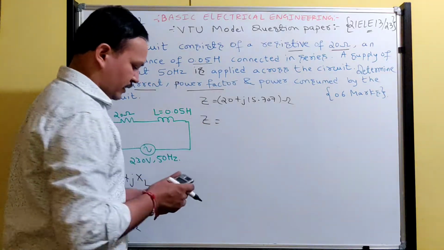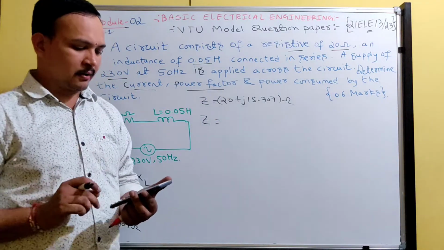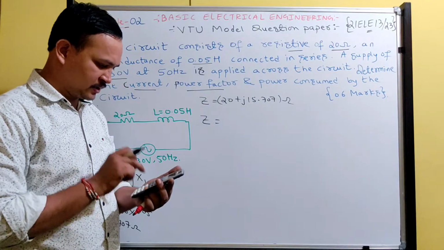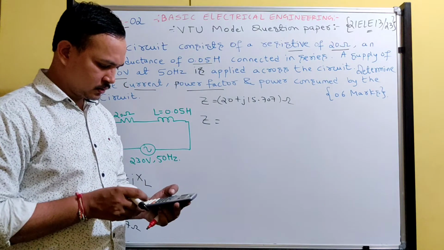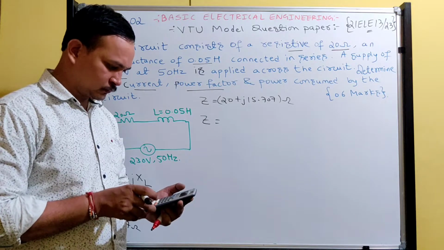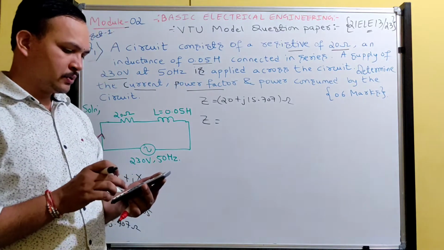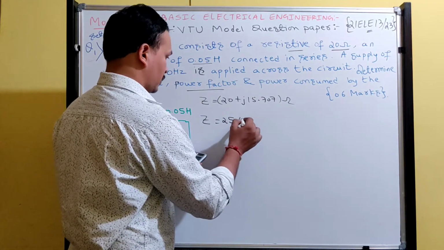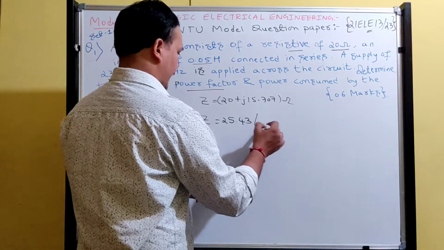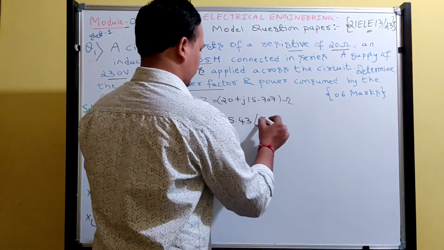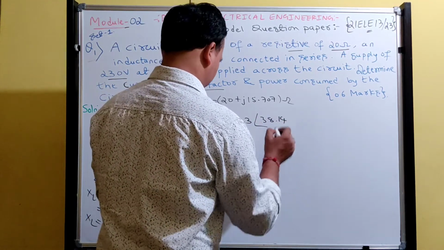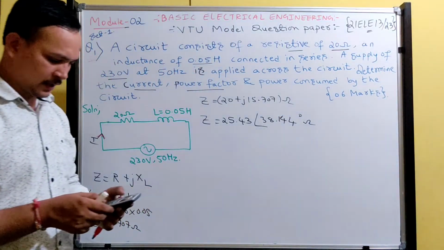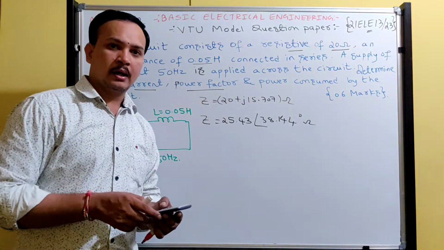Now convert. While converting, keep your calculator in complex mode. So 20 plus 15.707 j, converting into polar form. I am getting 25.43 at an angle of 38.144 degree ohms. This is the impedance value.